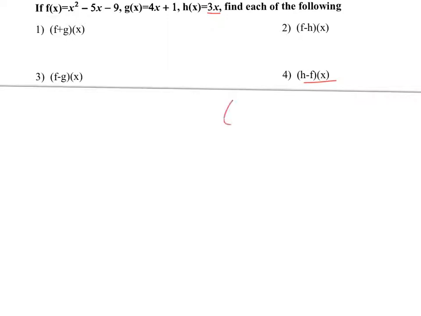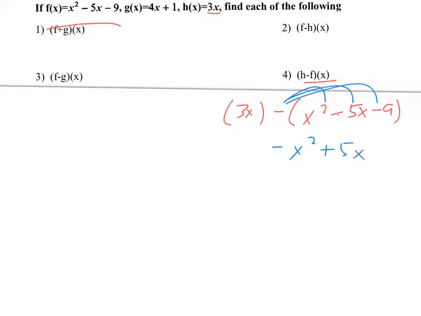All right, next up here, same idea, except you have to follow the order here. So I'm going to take h, so that's 3x, minus, and then I got f, which is all of this right there. So that's parentheses x squared minus 5x minus 9. And so I'm going to distribute this negative in here. So this becomes negative x squared plus 5x plus 9. And this one stays the same this time since that doesn't have anything in front.